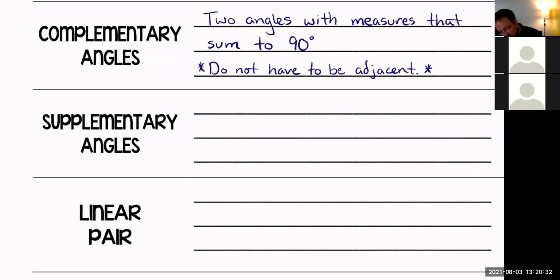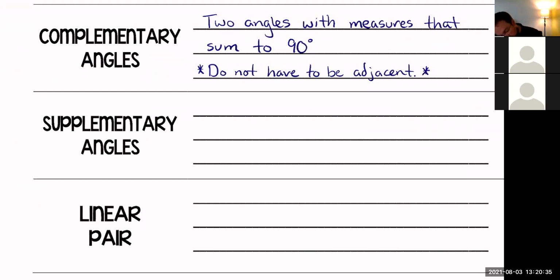Next one is supplementary angles. Very similar to complementary. These are another two angles with measures that sum to 180 degrees. Again, the same comment applies here. They do not have to necessarily be adjacent.